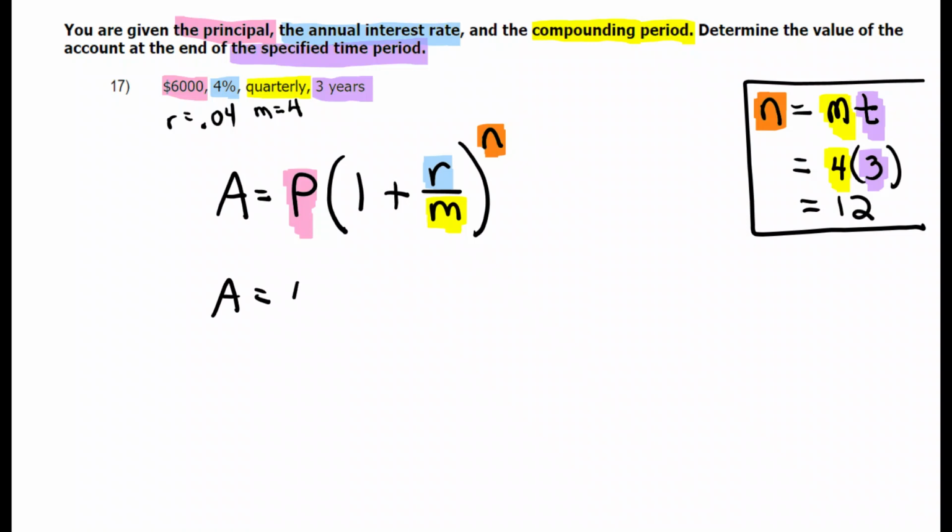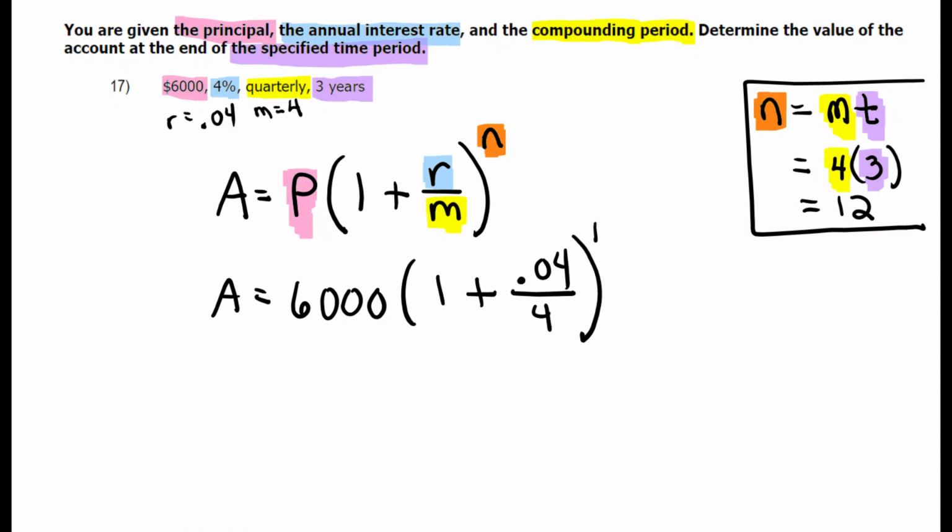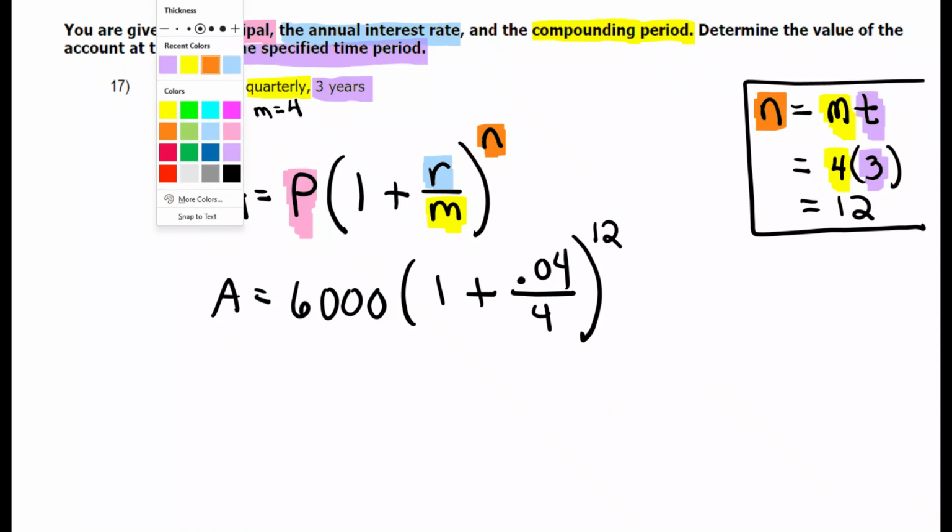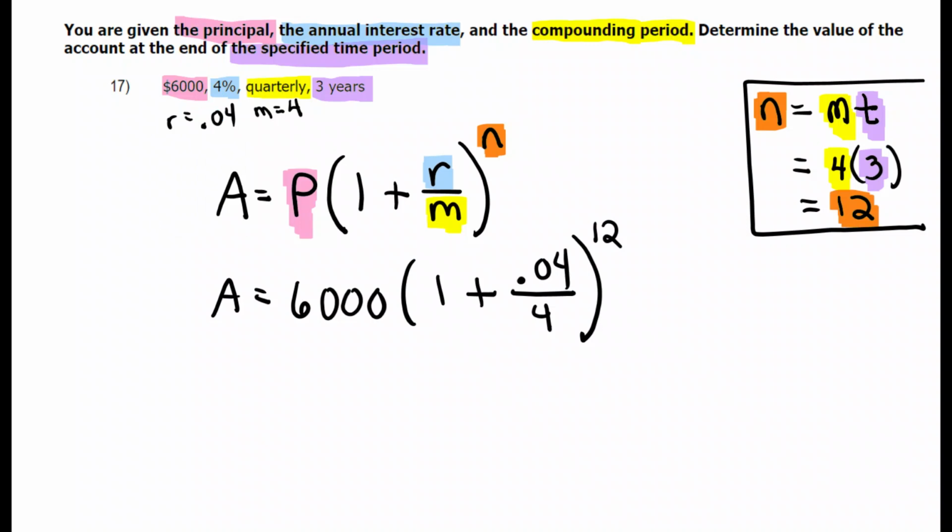I'm done with colors. Now we'll do numbers. So I got 6 grand, and then 1 plus 0.04 divided by 4, and raise that to the 12th power. That's the 12 right here.